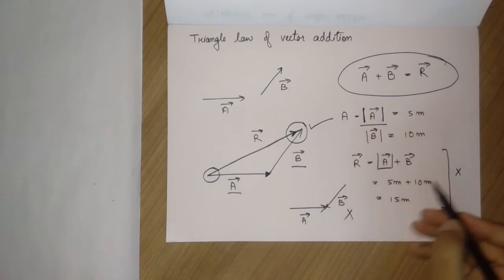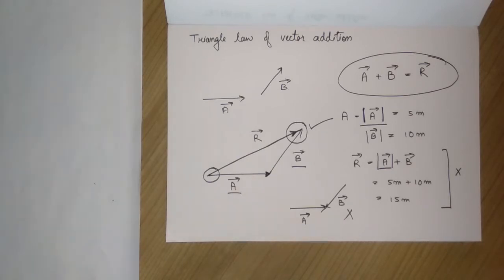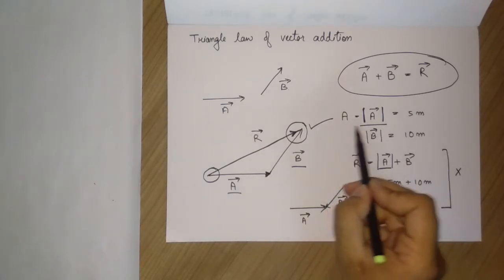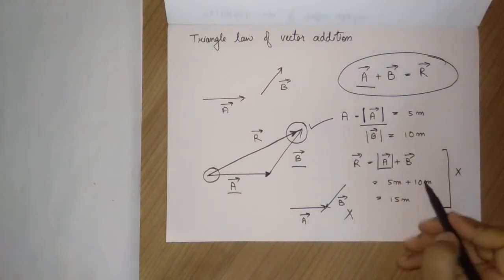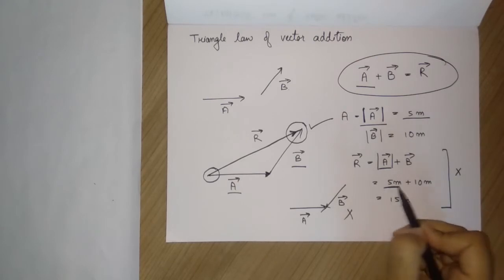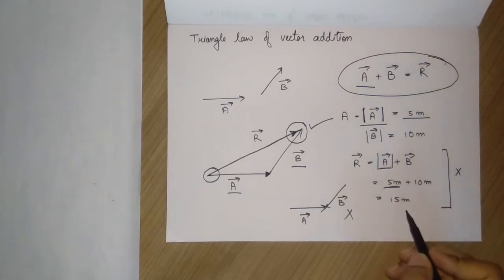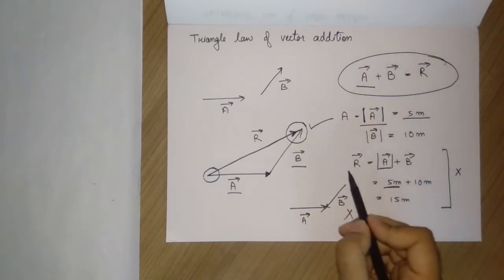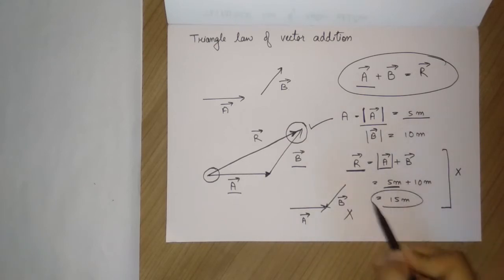So while adding vectors, you just cannot go on simply adding the magnitudes of two vectors. You have to take into consideration the direction. So when you take into consideration the direction of this vector, then the value of the magnitude, which is 5 meter, this changes. As a resultant, what happens? As a resultant, the whole value of the resultant vector changes.